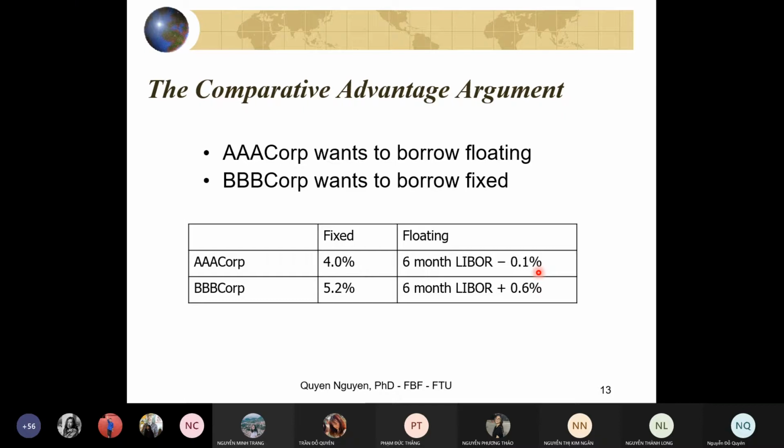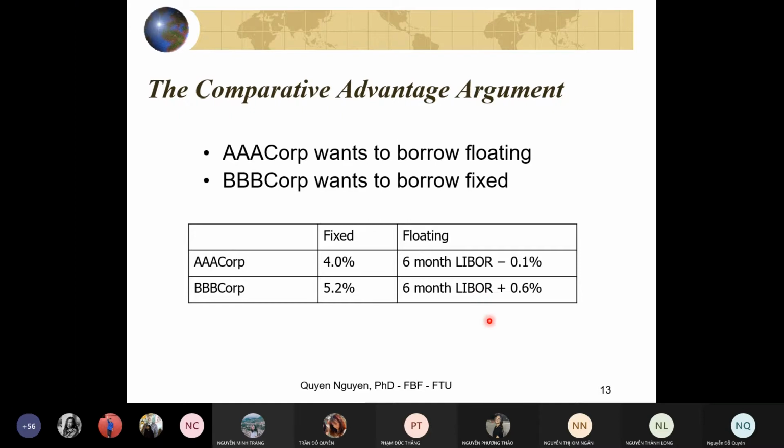So that's 0. What was the result last time? You still remember? And then the same thing would be applied for BBB when it has the comparative advantage over the floating rate, but it wants to borrow at the fixed rate. So we minus the comparative advantage over the fixed rate over here. So basically, as the result, we know that AAA ends up borrowing at this rate, right? And BBB ends up borrowing at that rate.